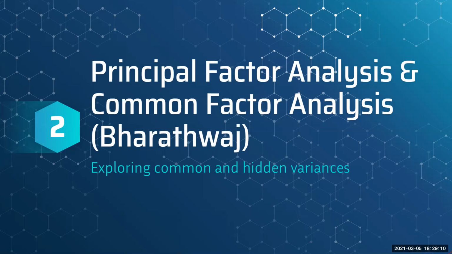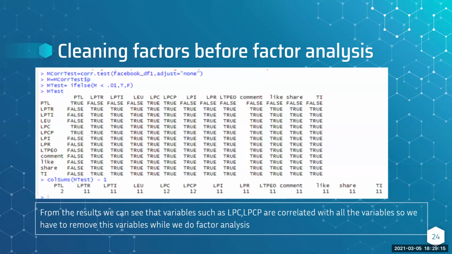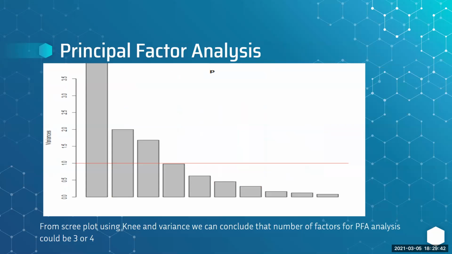I did principal factor analysis and common factor analysis on our data set. Before doing factor analysis, we have to clean the factors. For cleaning factors, I did the code test. From the above results, we can see that variables LPC and LPC have a value of 12, which means that it is correlated with all the other variables. So we have to remove these variables while doing factor analysis.